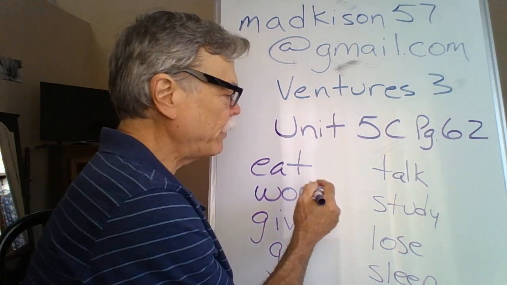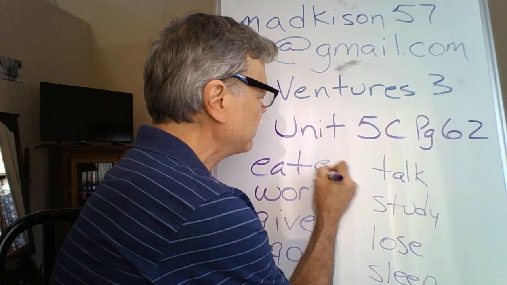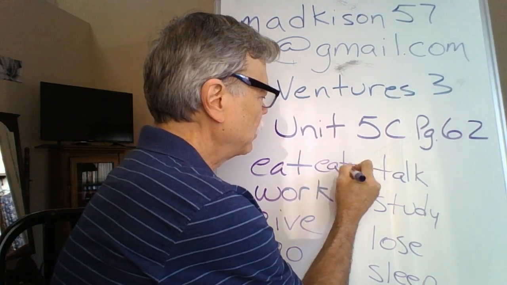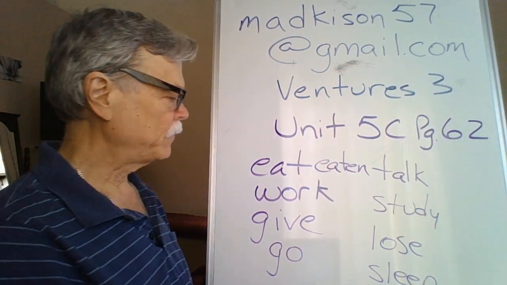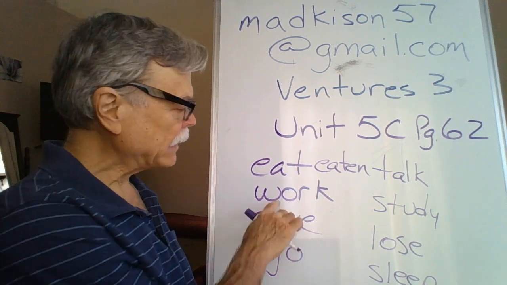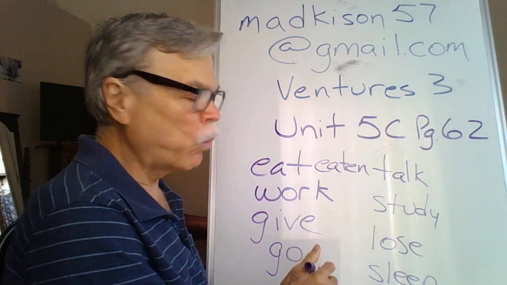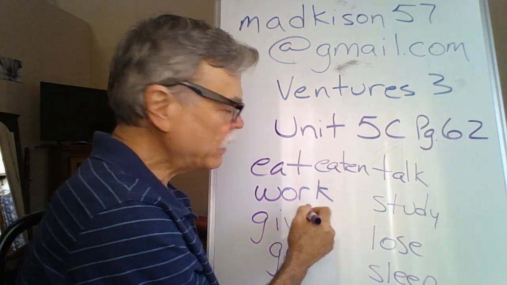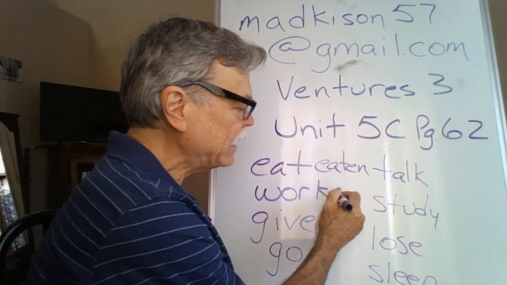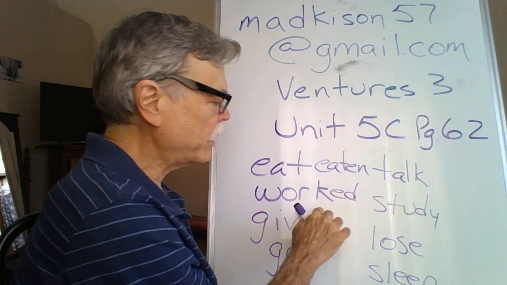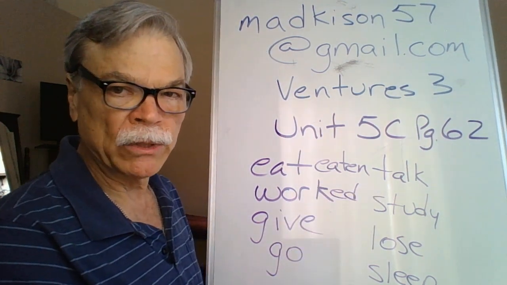Well, the past participle for eat is eaten. And the past participle for the word work is worked. And you can get the past participle by adding ed to work to form the past participle. You get worked.